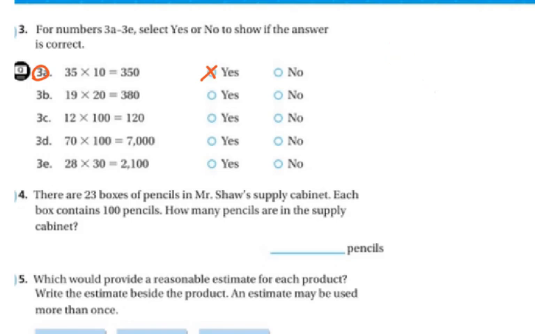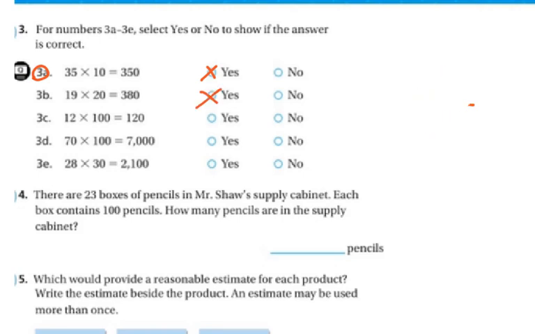And then we've got 19 times 20. So again, remember this is 2 tens, so if I go ahead and just put my 0 right there, because I know that's going to be 0. 2 times 9 is 18. 2 times 1 is 2, plus that is 3, so we've got 380. So yes, that is the correct answer.